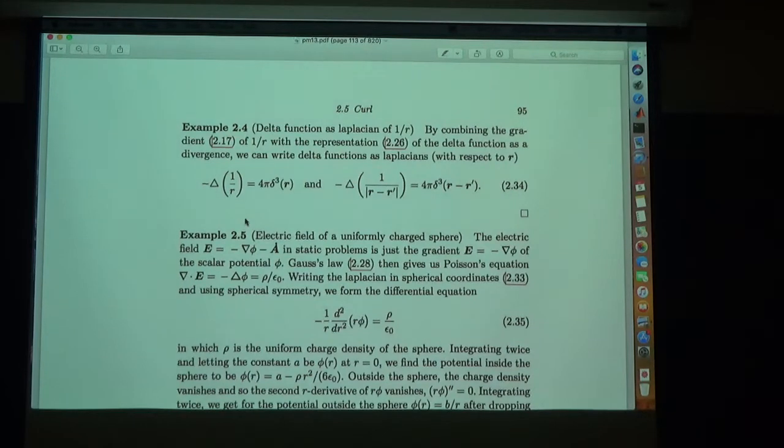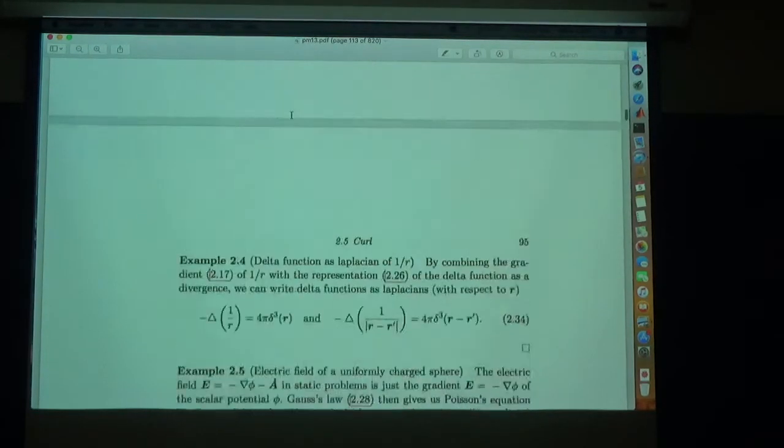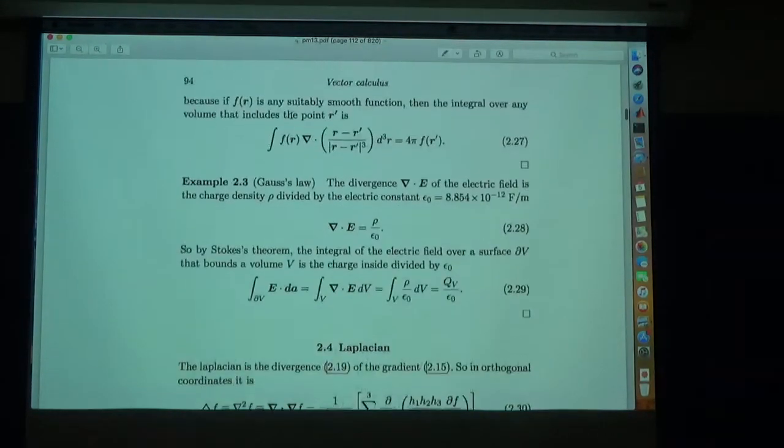Okay, more about delta functions. Delta function is the Laplacian of 1 over r. If you take the gradient of 1 over r with the representation we previously had of the delta function, we can write the delta function as a Laplacian. So let's see, why don't I go back to 2.26, just to remind you what this was.